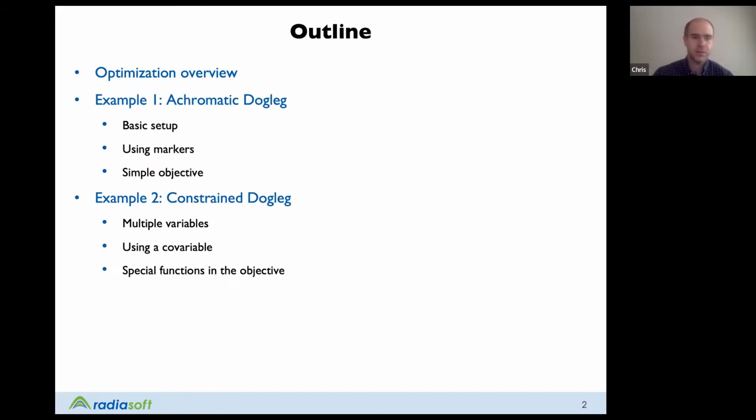And then we'll launch into two examples, or really one example in two parts, where we'll look at optimizing a dog leg. In the first part, we'll go through the basic setup you need in the beamline, and then how you build up the command file and set up the objectives and optimization parameters. And then in the second part, we'll expand on this a little bit, hopefully making it a more realistic solution in the end.